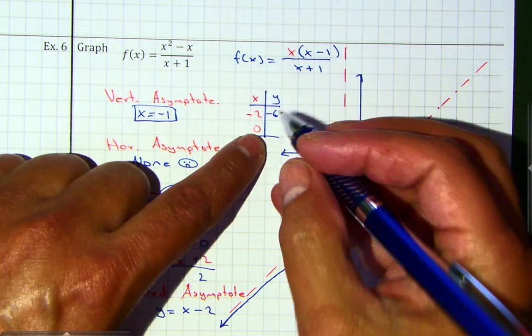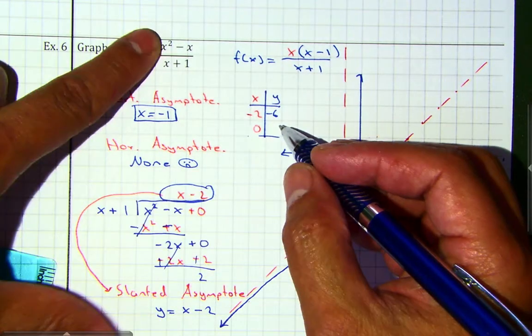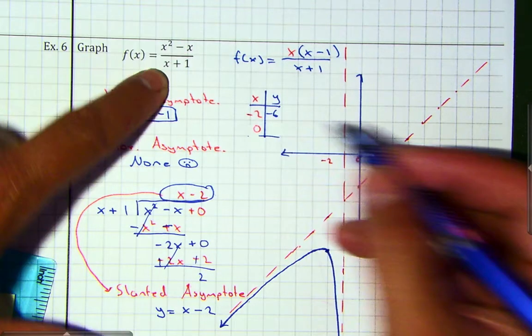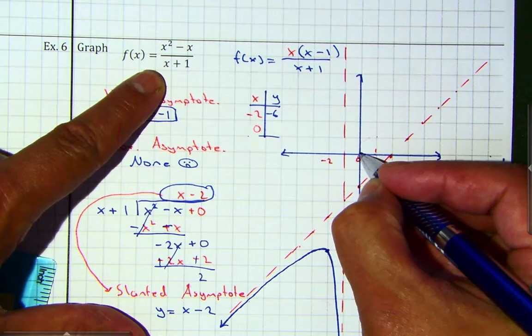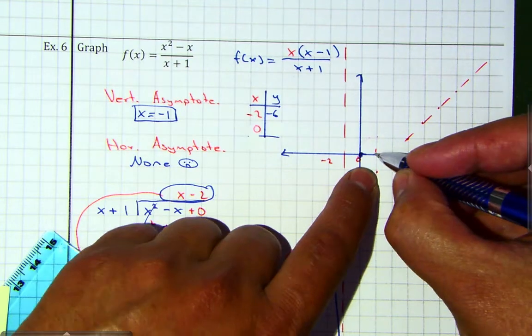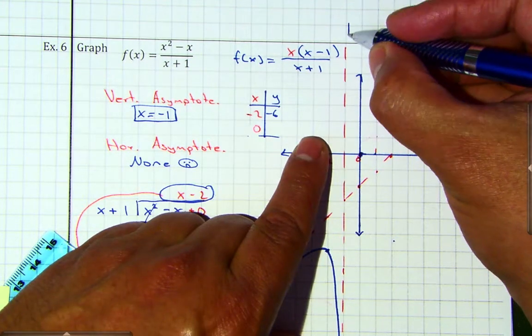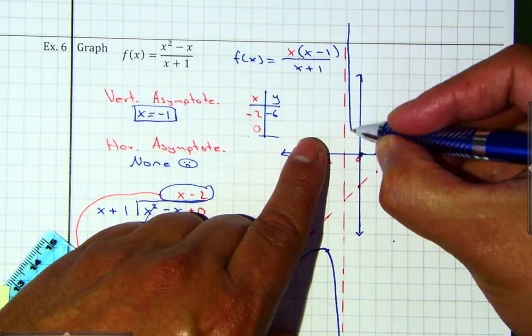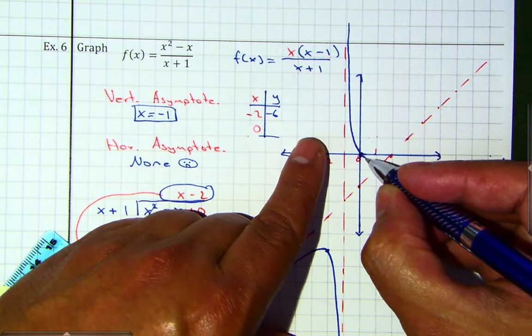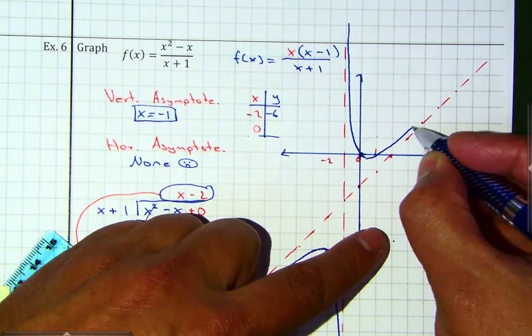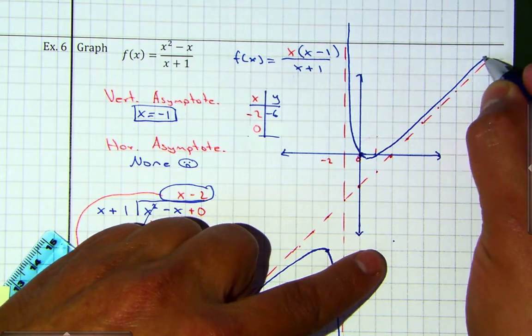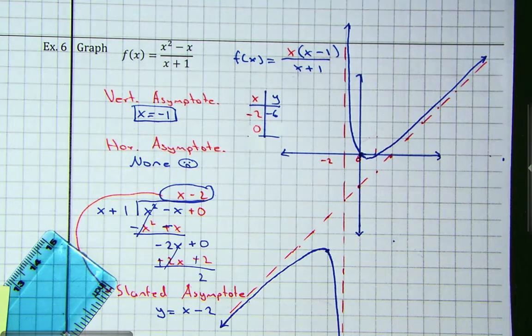Plug in a 0 gives me 0, so it also gives me 0 here. And it gave me 0 here, so I know that's going to come down. I'm going to go pick up that point. It's going to pick up the other point and go this way.